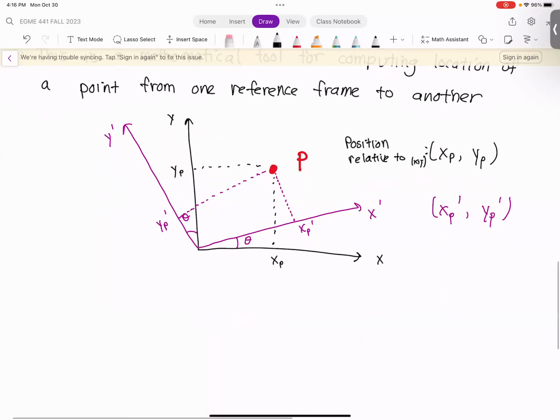But of course, if our perspective changes, if our reference frame changes, then these two quantities, XP YP and XP prime YP prime, are going to have different values. And so the transformation matrix is how we relate these two descriptions.